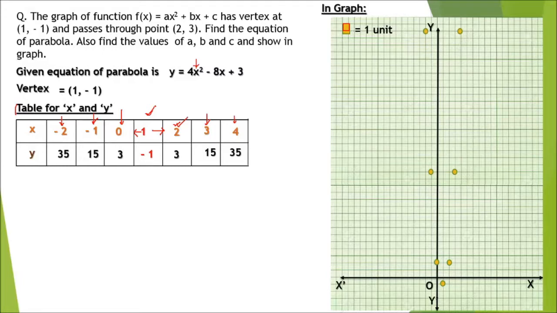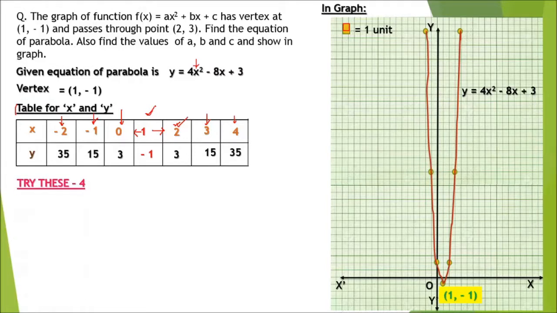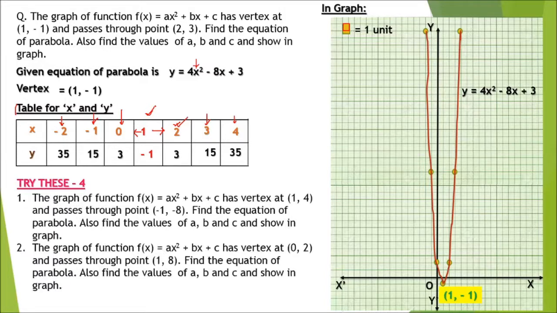Now the graph is narrower because the value of a is bigger. So with the help of freehand, we can draw this graph. Now this completes our solution. This is the graph of y equal to 4x square minus 8x plus 3. Simple, isn't it? We are also going to mention the vertex point, 1 comma -1. Now try this 4. Here you will see two questions of exactly the same type.